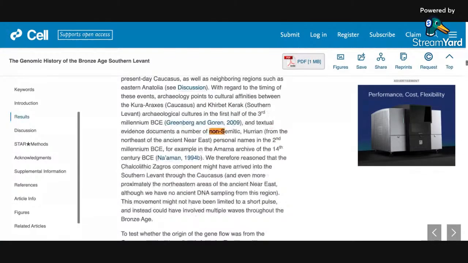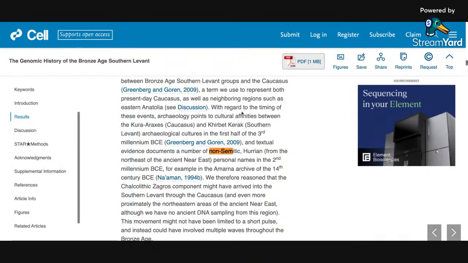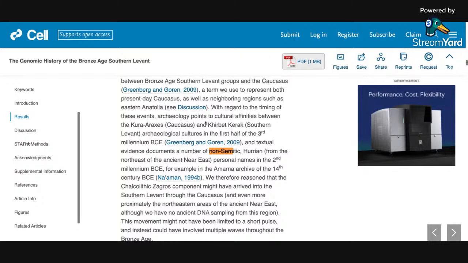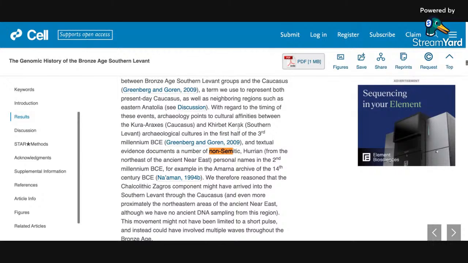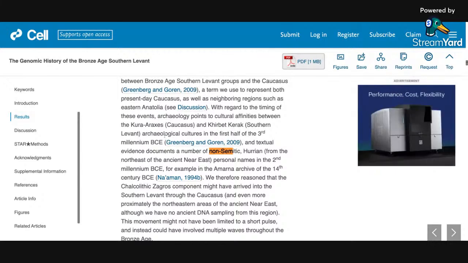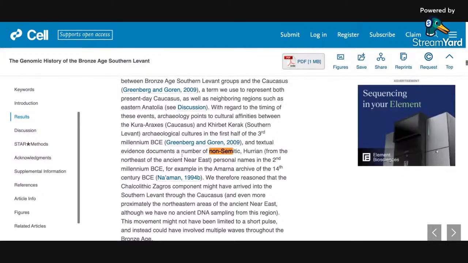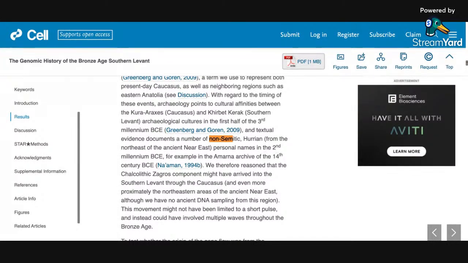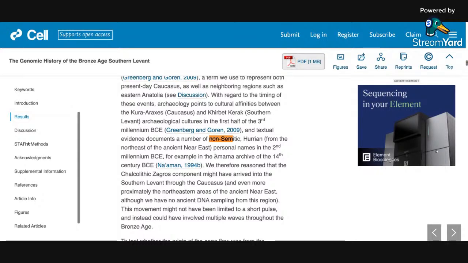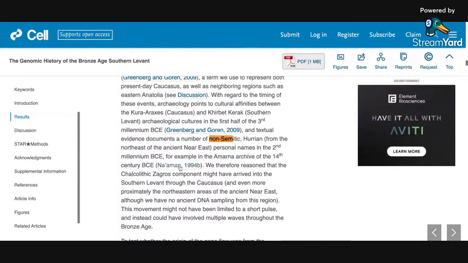So let me get this pulled up. With regard to the timing of these events, archaeology points to cultural affinities between the Kura-Araxes, the Caucasus, and Karabakh, and Southern Levant archaeological cultures in the first half of the 3rd millennium BCE, and textual evidence documents a number of non-Semitic Hurrian person names from the northeast of the ancient Near East in the 2nd millennium BCE, for example, in the Amarna archive of the 14th century BC.